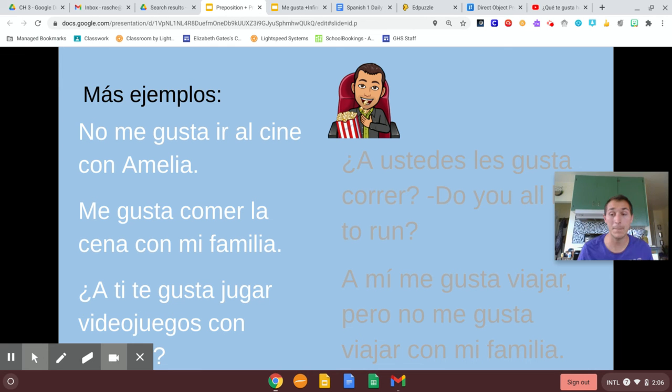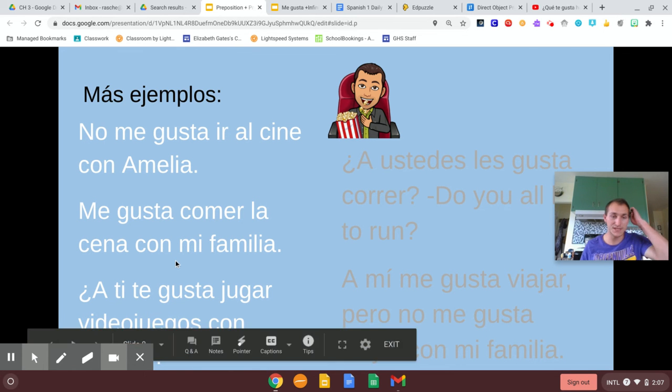All right, some más ejemplos. Try and listen and see if you know what these might mean. No me gusta ir al cine con Amelia. Ir al cine is one of your vocabulary phrases, one of your vocab terms. All right, so you need to know this frase, and then you have con Amelia, with Amelia. So when you're saying with a person, you can just say con and then their name.